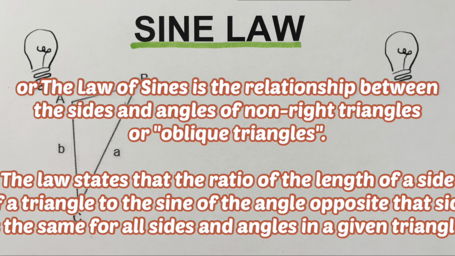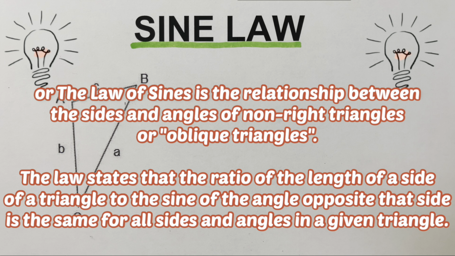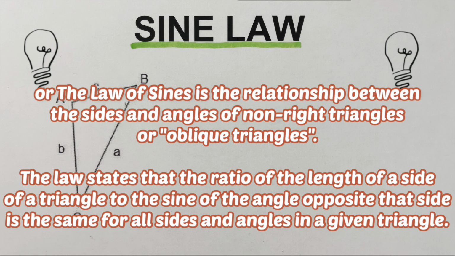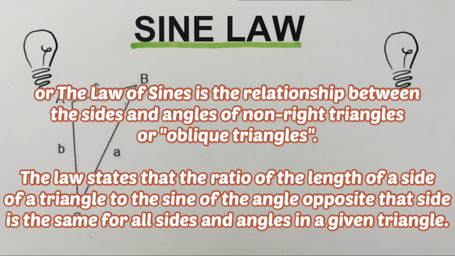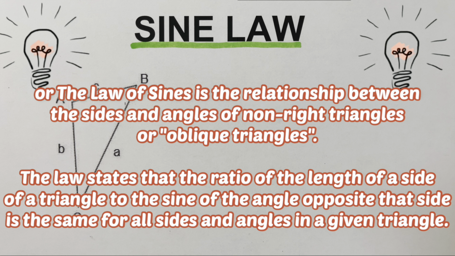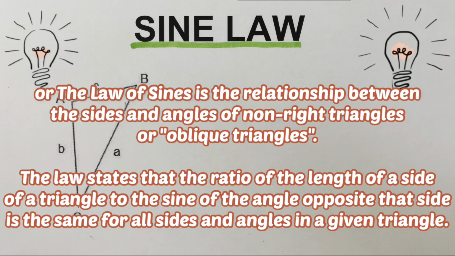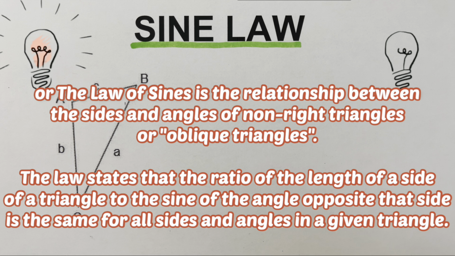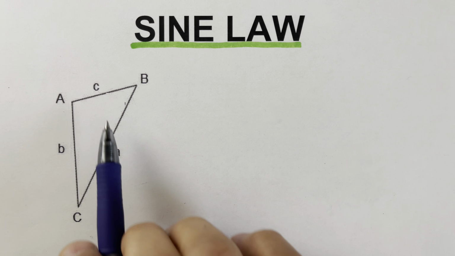Please remember that the sine law, or the law of sines, is the relationship between the sides and angles of non-right triangles, which we call oblique triangles. This law states that the ratio of the length of a side of a triangle to the sine of the angle opposite, or across from, that side is the same for all sides and angles in a given triangle. To better understand this, let's look at the picture right here.